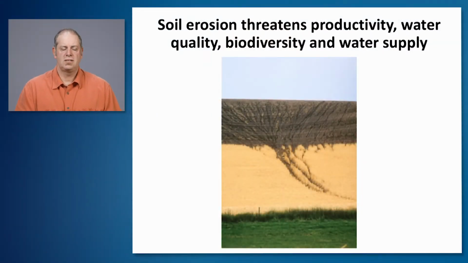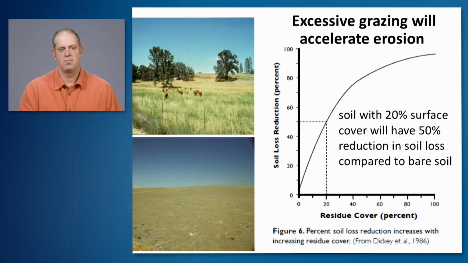So erosion is important to understand in any type of land use system. Erosion threatens the productivity of our landscapes. It influences water quality. By influencing productivity, it also influences biodiversity of our lands and also influences our water supply. And so we always have to be mindful of erosion to protect our managed landscapes.